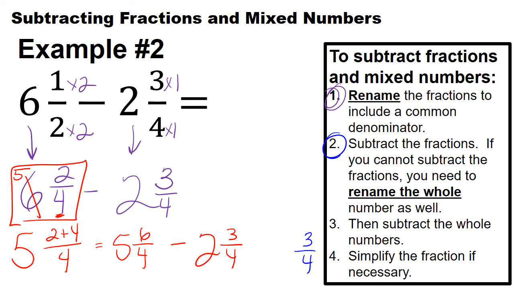And then let's go ahead and subtract our whole numbers. So 5 minus 2 gives us 3. And good news for us, after all of our hard work, it is already simplified. So with renaming the whole, which is the step that we do in example number 2, we can come up with a solution of 3 3/4.